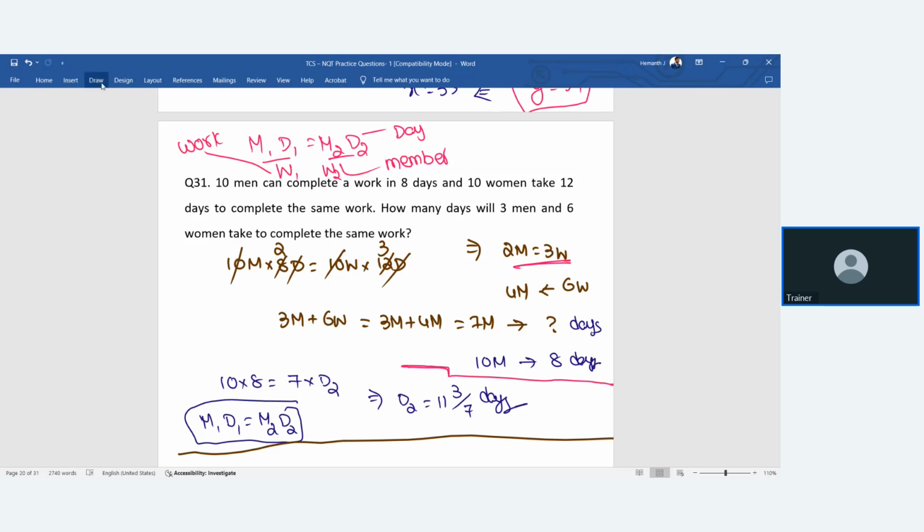Now, the entire question you have to convert into men or entire into women. I'm converting entire into men. So 6 women can be replaced with 4 men, because both are equal as per the equation we got. Now the question is 3 men and 6 women, which means nothing but 7 men. If 10 men can do it in 8 days, 7 men can do it in how many days? Again you apply that chain rule concept and just map it. You can find the answer is 11 3 by 7 days.